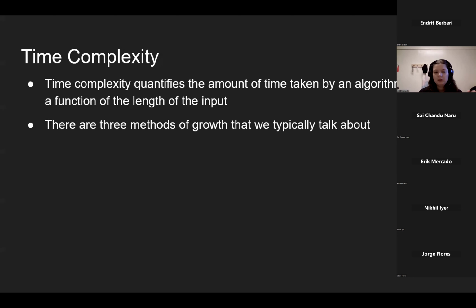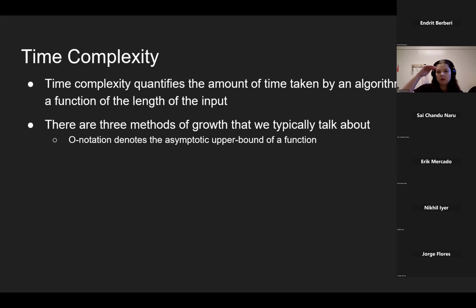So there are three typical methods of growth that we talk about. I'm sure you've gone over the literal time complexity of measuring the time, etc. in the class. We're just going to talk about the growth analysis functions. The first one is going to be the big O notation, and that denotes the asymptotic upper bound of the function. So that means that we're looking at the absolute worst way that a function can behave. So the absolute highest value it can take, or the highest growth rate, if you will, derivative.